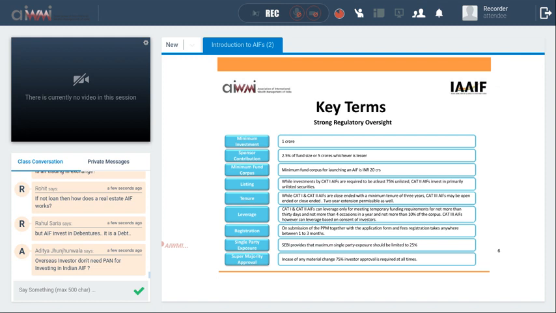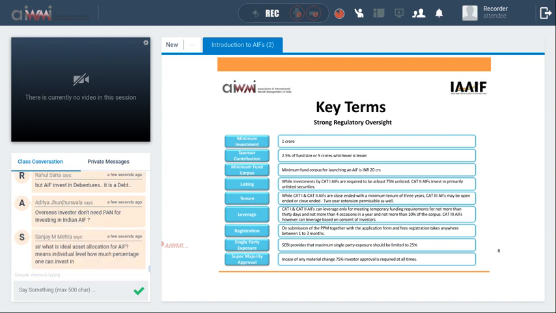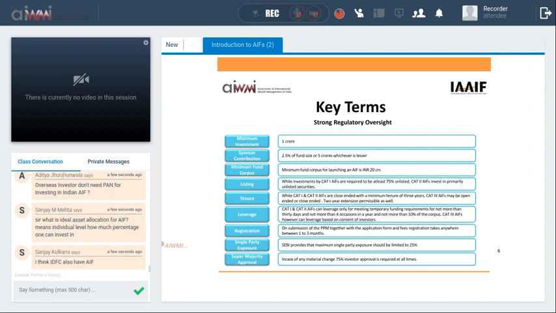Yes, so an AIF can invest in debentures. It is a debt, but it's a debt security. So there's a difference between investing in a bond and making a direct loan.